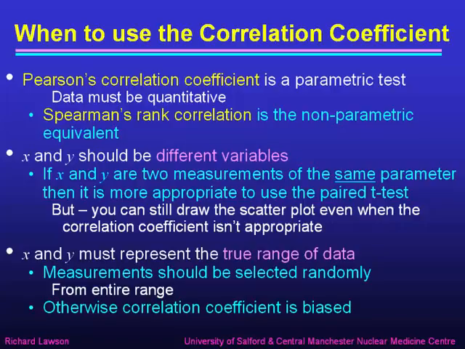The other thing to be careful of is that x and y must represent the true range of the data relevant to the population that you're interested in. The measurements should be selected randomly from the entire range of your population rather than being selectively chosen. Otherwise, the correlation coefficient can be biased.